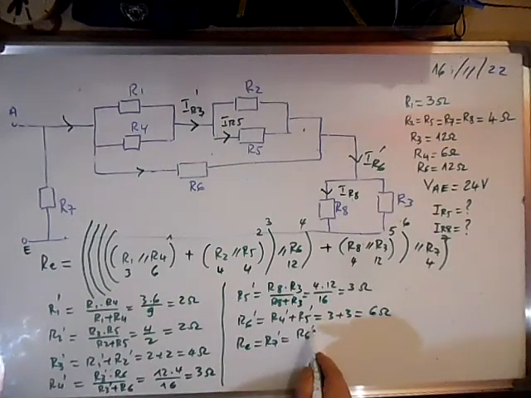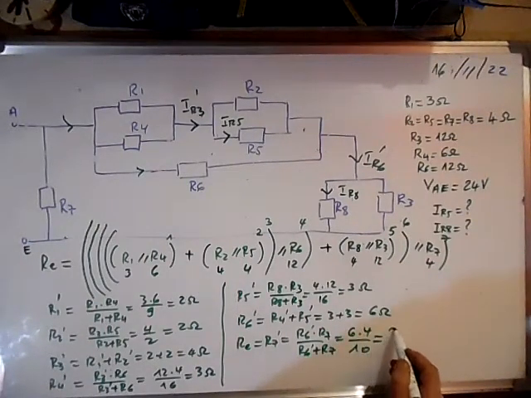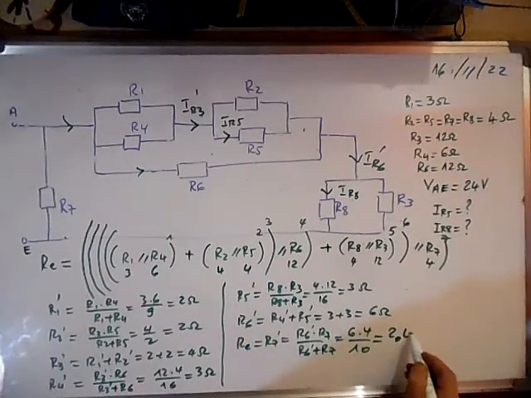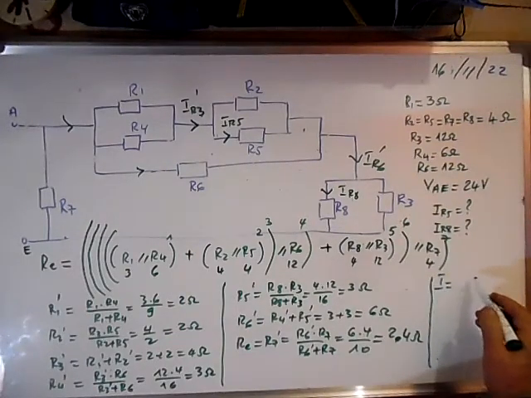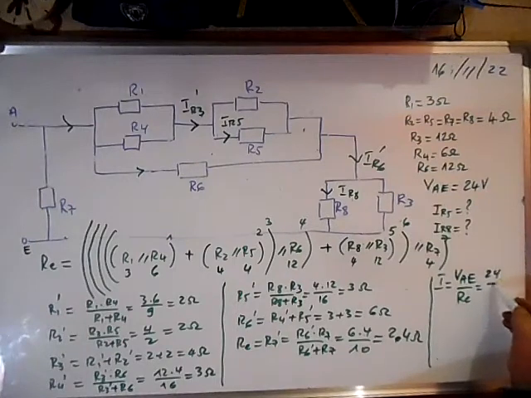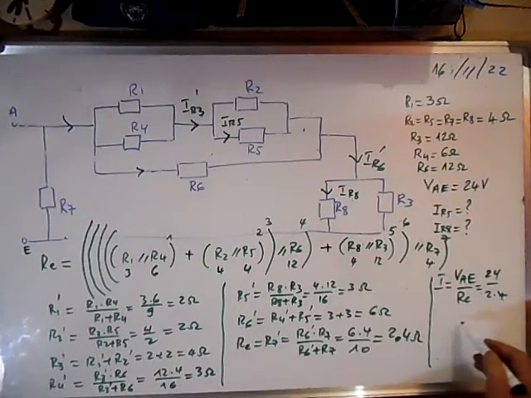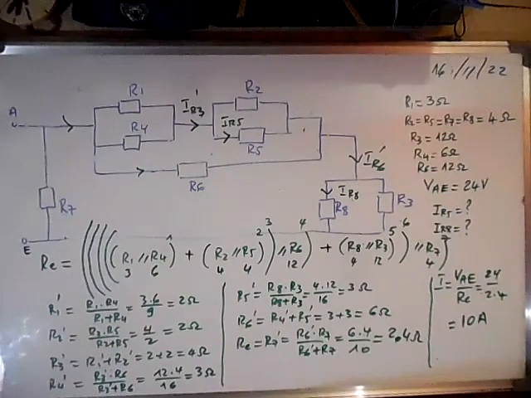And our equivalent resistance is R7 prime. This is R6 prime times R7 over R6 prime plus R7. This gives us 6 times 4 over 10, which is 2.4 ohms. From this we can calculate the main current. This is VAE over the equivalent resistance, 24 over 2.4 ohms, and that gives us 10 amps. And from this we can calculate the currents.